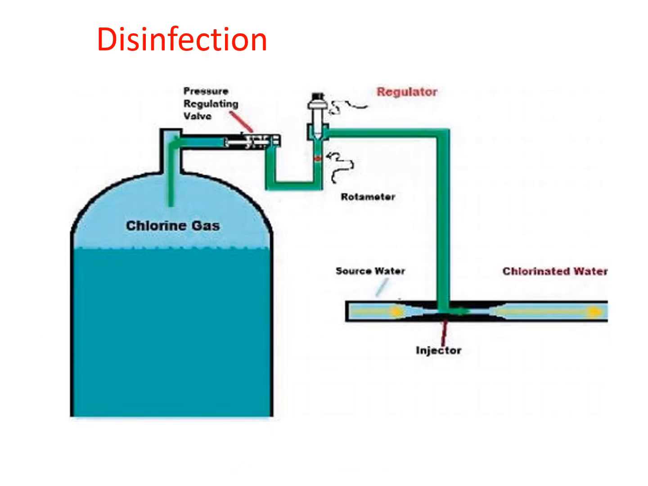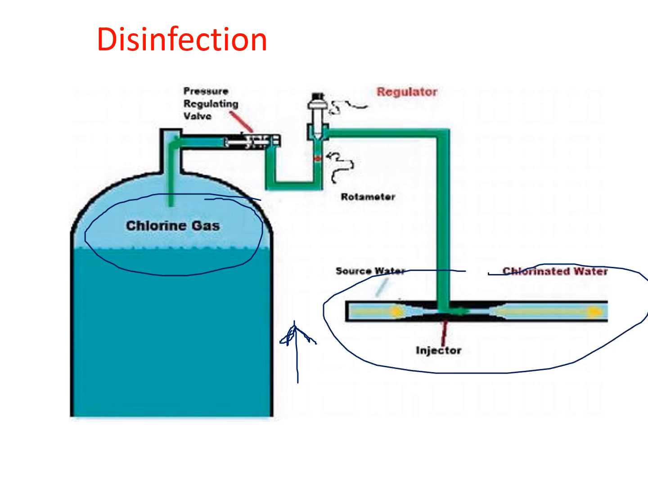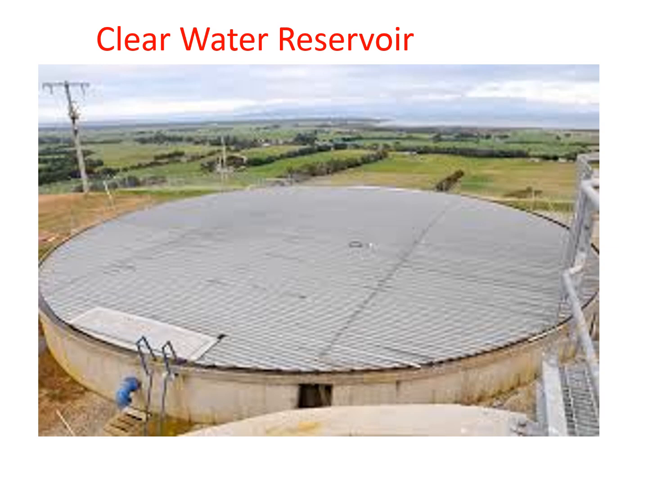Next is the disinfection process. So this is a very important process. Chlorine gas, which is generally stored in bigger cylinders like this, is supplied to the water in the clear water reservoir directly. By a pressure regulating valve, the pressure is regulated, and this chlorinated water is generally stored in a clear water reservoir. So this is the figure of a clear water reservoir.